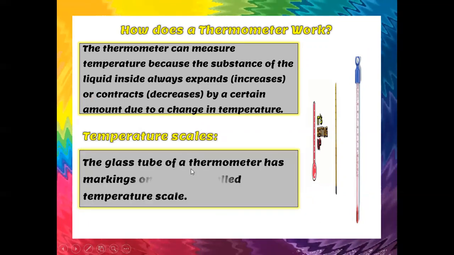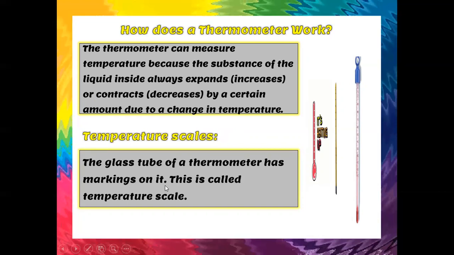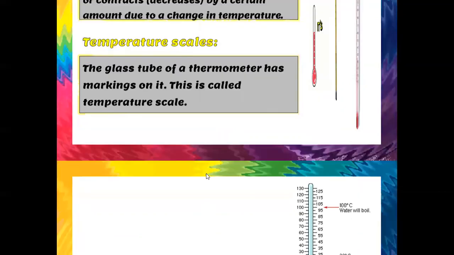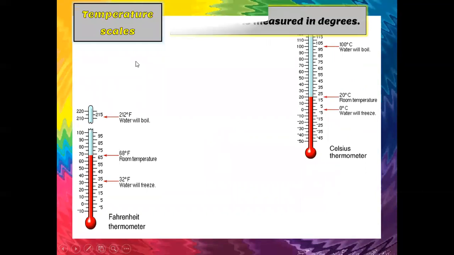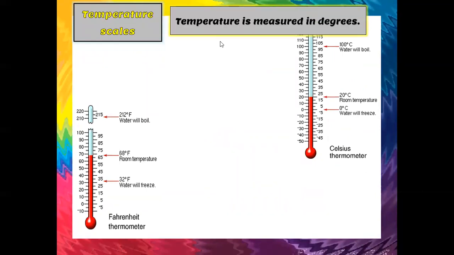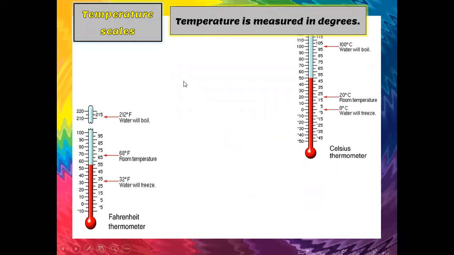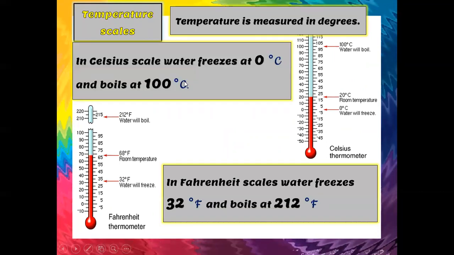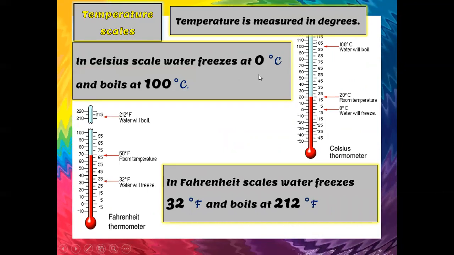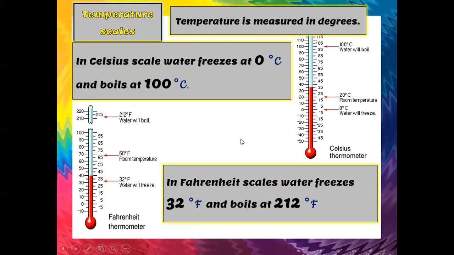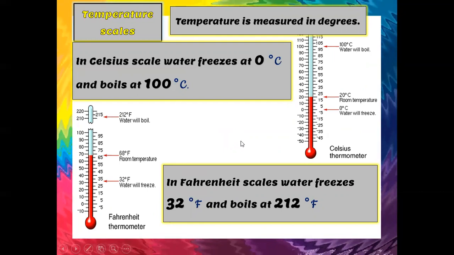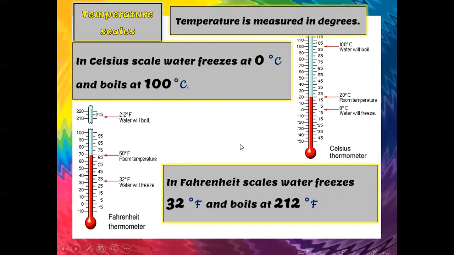Temperature scales. The glass tube of a thermometer has markings on it. This is called the temperature scale. Temperature is measured in degrees. In the Celsius scale, water freezes at 0 degrees C and boils at 100 degrees C. In the Fahrenheit scale, water freezes at 32 degrees F and boils at 212 degrees F. Nowadays, digital thermometers and plastic strip thermometers are commonly used besides mercury thermometers for clinical purposes.